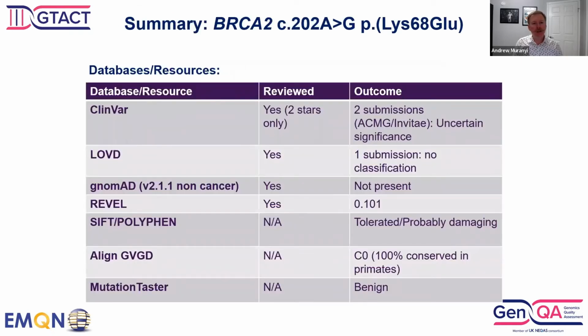So this variant is in ClinVar. It's a 2-star rating, 2 submissions. It's also in LOVD. It's not present in the gnomAD non-cancer group. It's got a REVEL score of 0.101. SIFT and PolyPhen are contradicting, and Align-GVGD suggests towards benignity, as does MutationTaster.